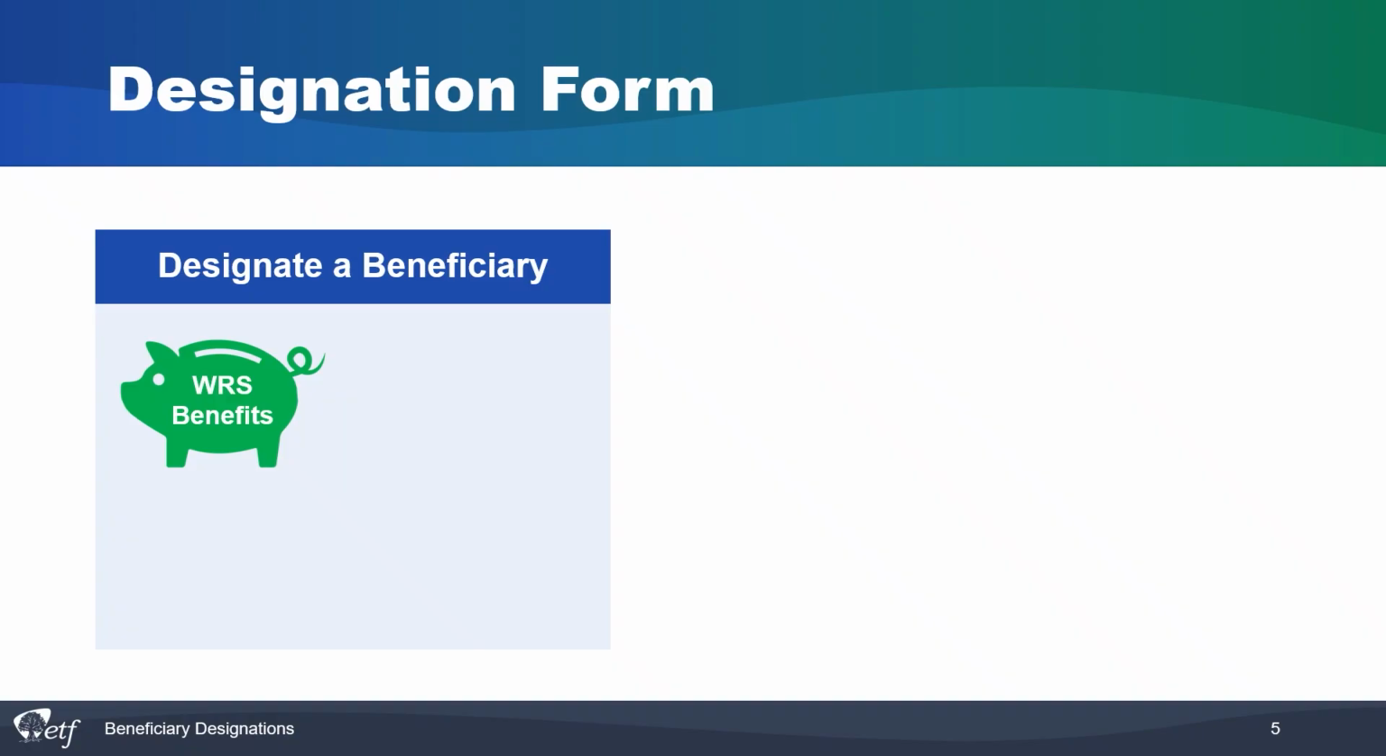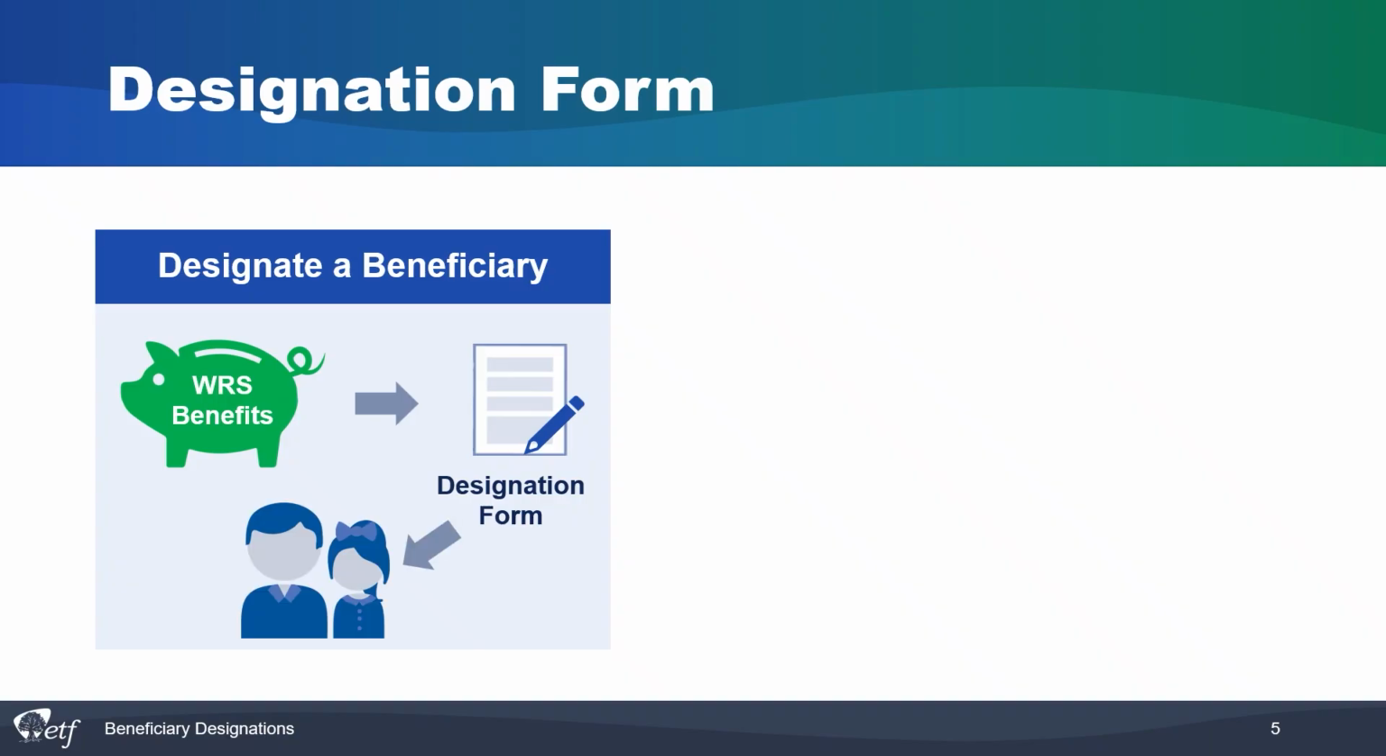In order to make sure the right people receive your benefits, you must designate a beneficiary by completing one of ETF's designation forms. Benefits are always paid based on the most recent and valid beneficiary designation received at ETF before your death. Benefits will not automatically be paid according to your last will and testament.